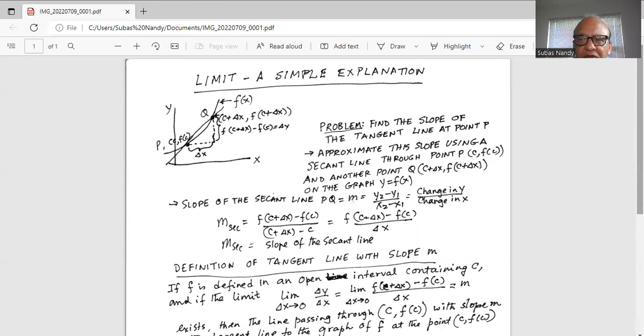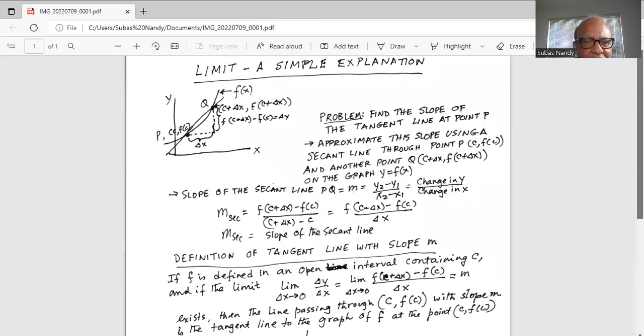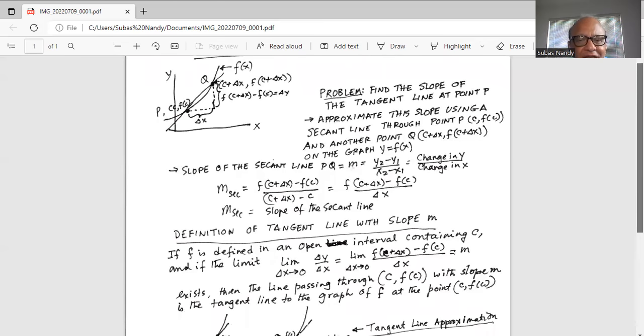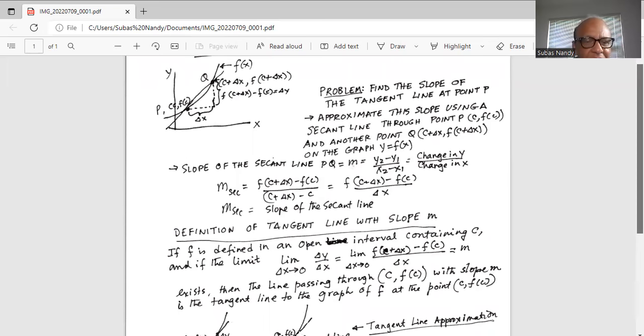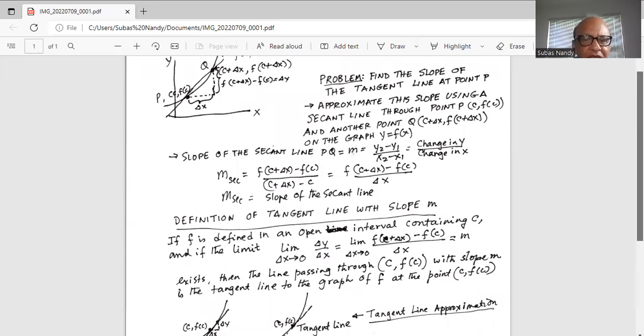And now we define the tangent line with slope m. What do we do? We make the change in x very small. So the limit as delta x tends to 0 of delta y by delta x is the slope of the tangent line, given by f of c plus delta x minus f of c divided by delta x, with delta x tending to 0. And that is the slope of the tangent line in an open interval containing c on the curve, through c, f of c.